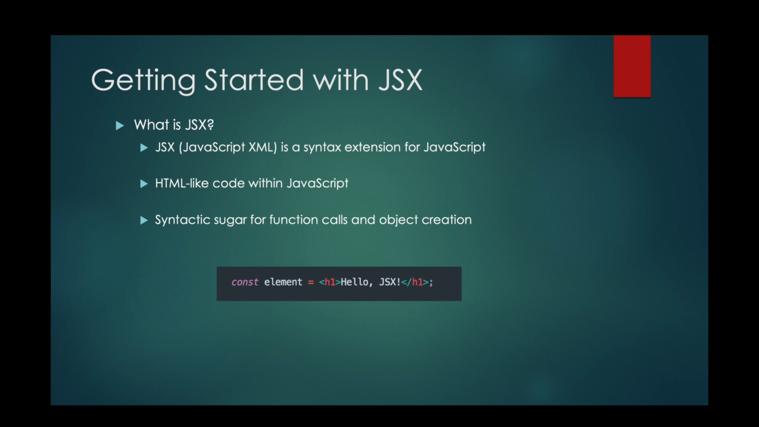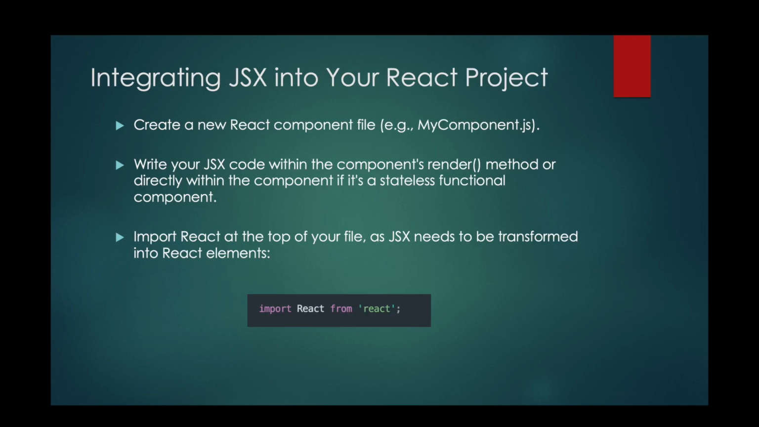Here's an example of JSX code. const element = <h1>Hello, JSX</h1>. In the above code, <h1>Hello, JSX</h1> looks like HTML, but it's actually a JSX expression that gets transformed into JavaScript.